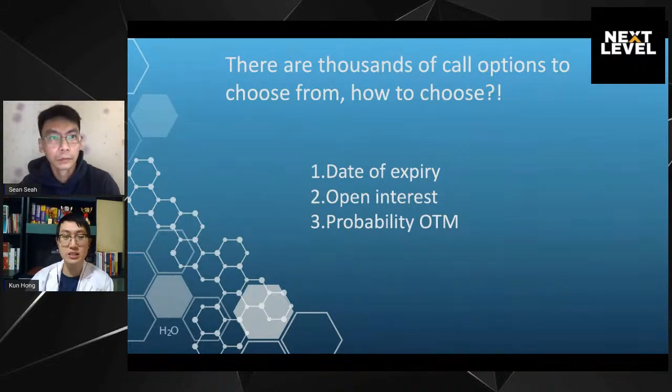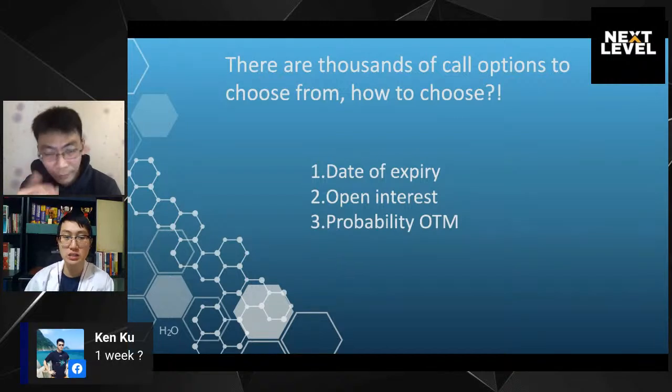One, I look at the date of expiry. Second one, also very important, open interest. And lastly is the probability OTM. So these are the 3 main criteria I see. Okay, date of expiry. So we are coming to the question already.